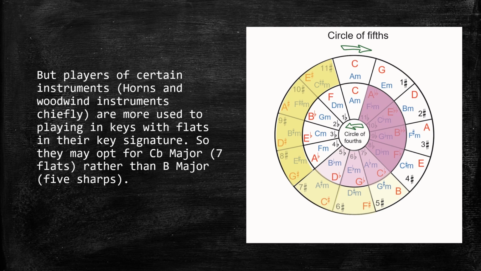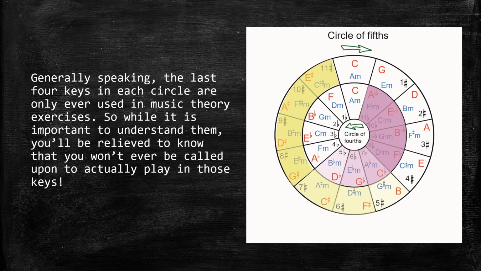But players of certain instruments, horns and woodwind instruments chiefly, are more used to playing in keys with flats in their key signature. So they may opt for C flat major with 7 flats, rather than B major with its 5 sharps. Generally speaking, the last 4 keys in each circle are only ever used in music theory exercises. So while it is important to understand them, you'll be relieved to know that you won't ever be called upon to actually play in those keys.